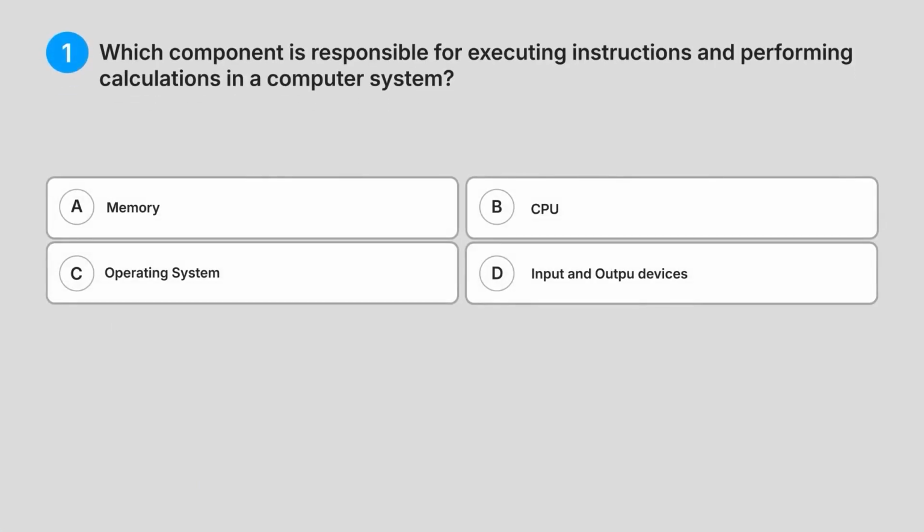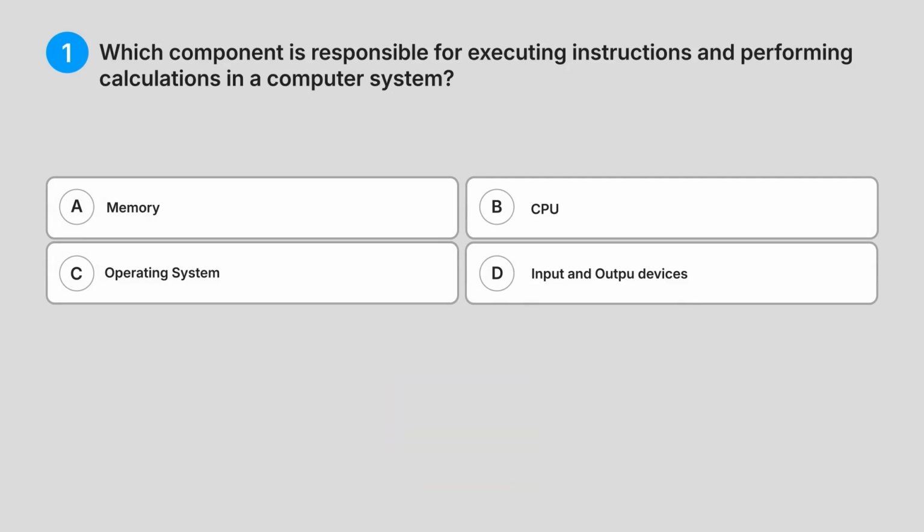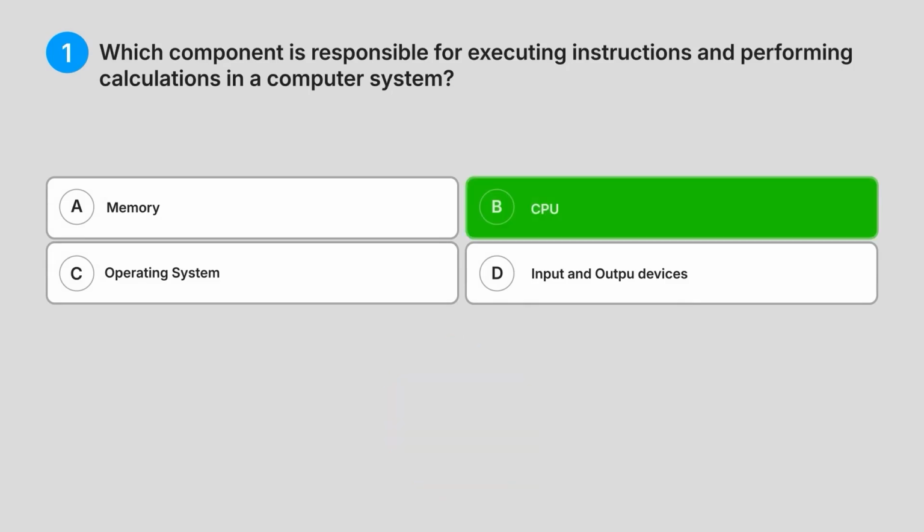1. Which component is responsible for executing instructions and performing calculations in a computer system? A. Memory. B. CPU. C. Operating system. D. Input and output devices. Can you guess the answer? Correct answer, B. CPU.